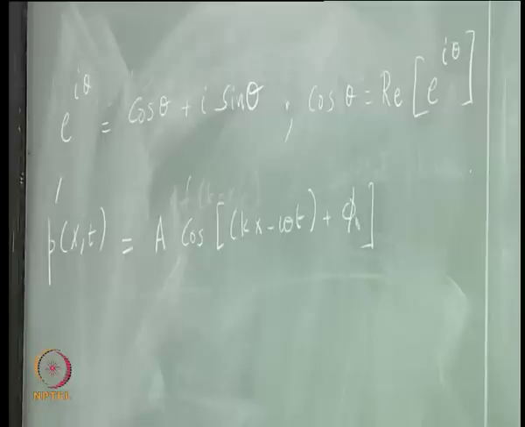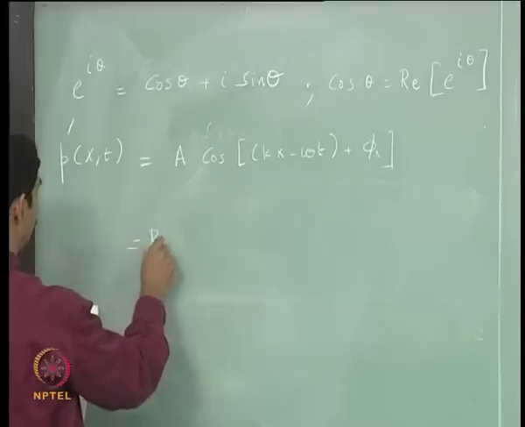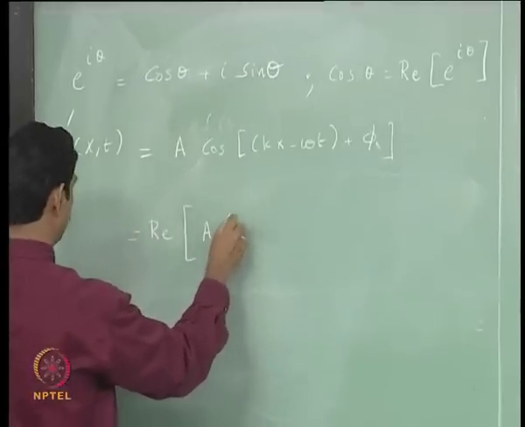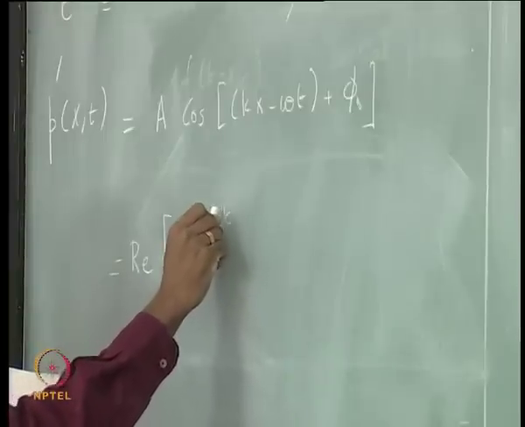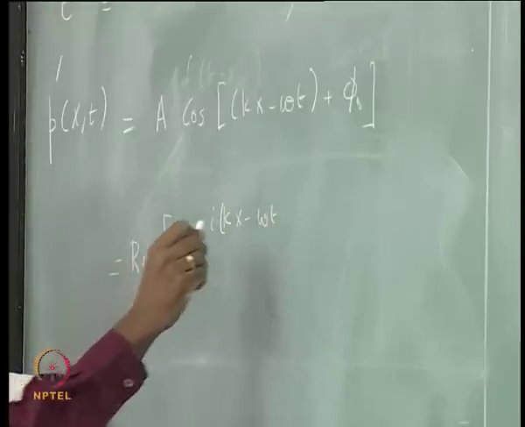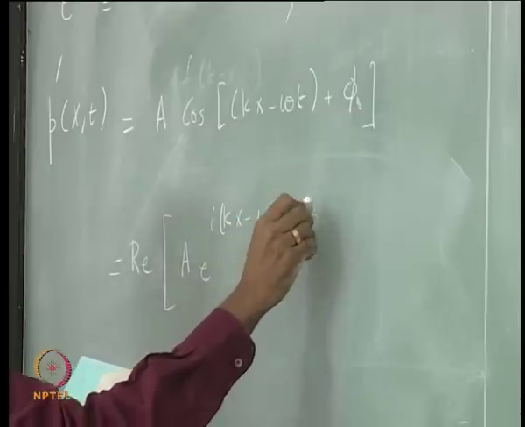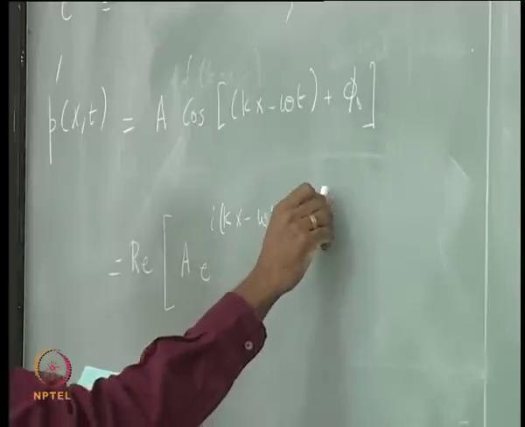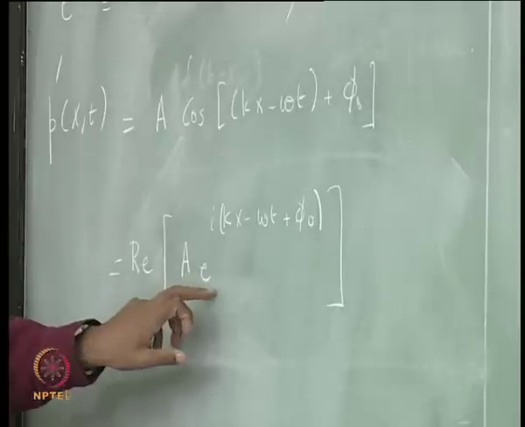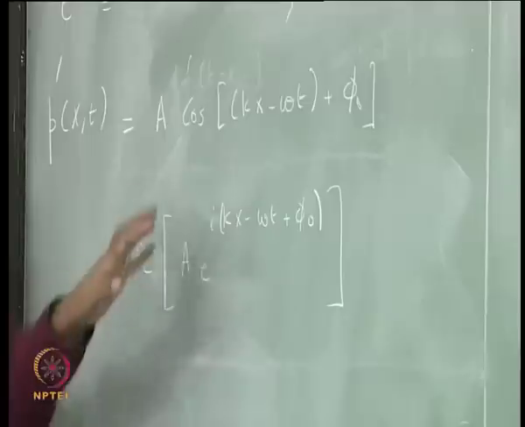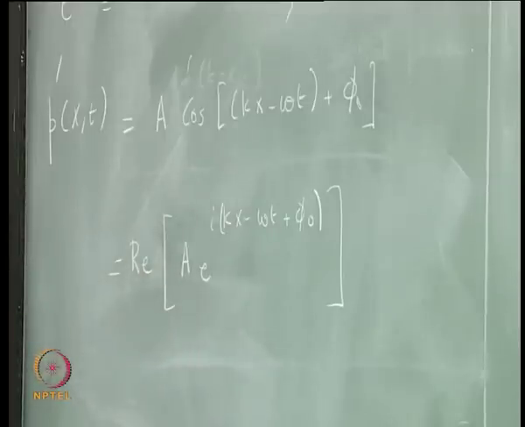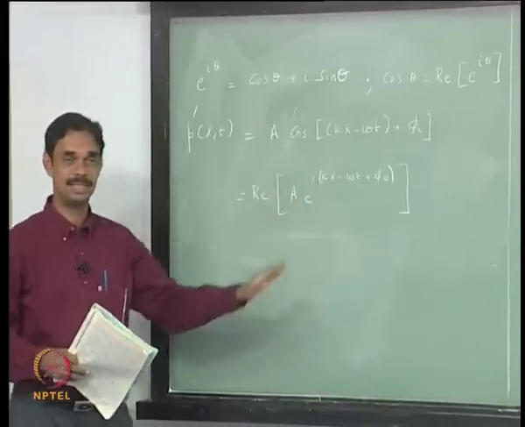So if I have an expression for a harmonic wave as follows, I can now write it as the real part of a e power i times (kx minus omega t plus phi naught). When you do this, e power i times this factor, you will have cos and sin, and we want only the cos, so we take the real part. Now p prime is the real pressure. Complex notation is only a convenient way to do the algebra. There is nothing complex about the whole idea, it is just that we are using complex numbers.